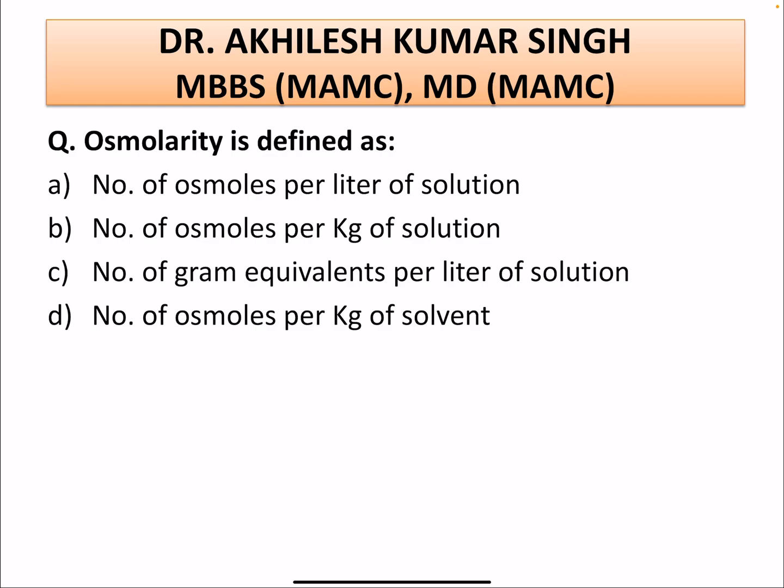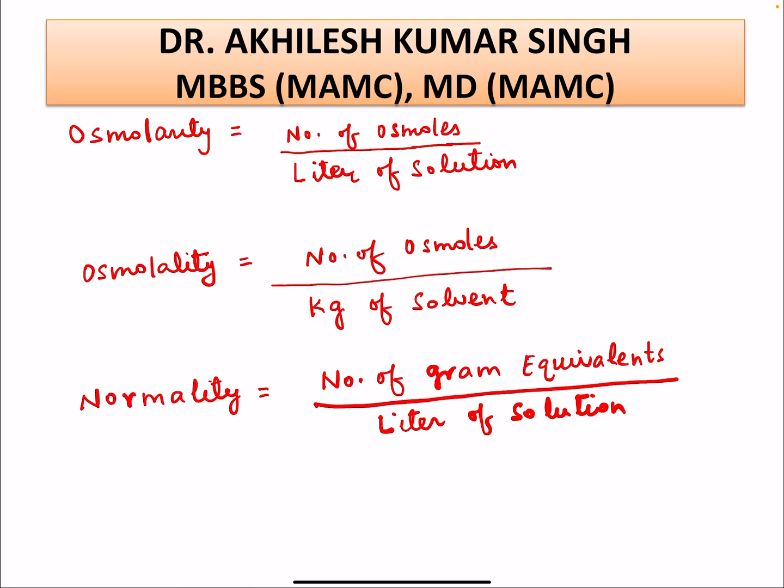So the first question is osmolarity is defined as. In this question you have to know what is osmolarity, and you also have to know what is osmolality, and you also have to know what is the normality. So osmolarity is the number of osmoles per liter of the solution. Here you have to remember, number one thing is it is the number of osmoles, number two thing the liter, and the third one is the solution.